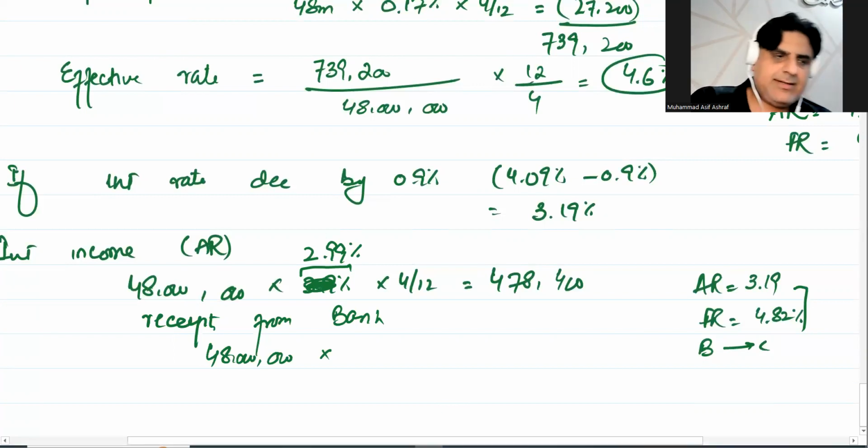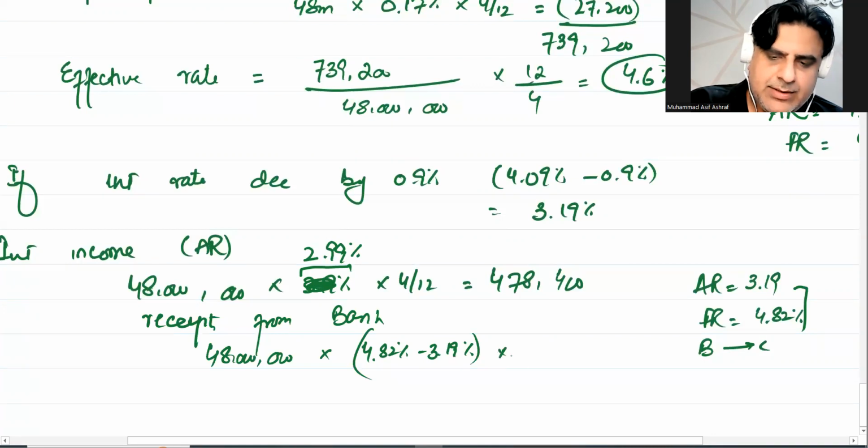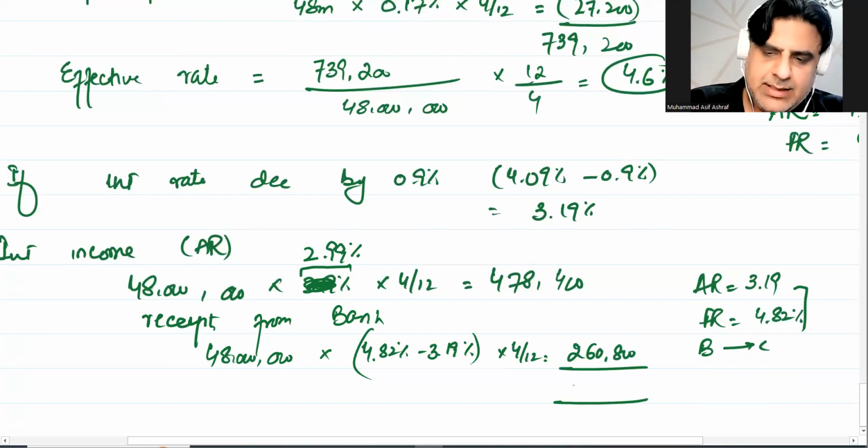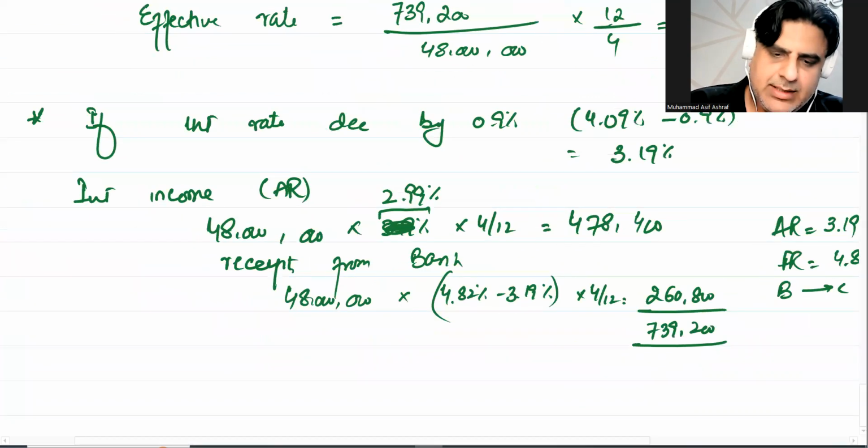Now take the difference. 4.82 minus 3.19% into 4 by 12. So this is 260,800. This makes a total of 739,200. Now find out the effective interest rate. Let's solve a question of a borrower as well.